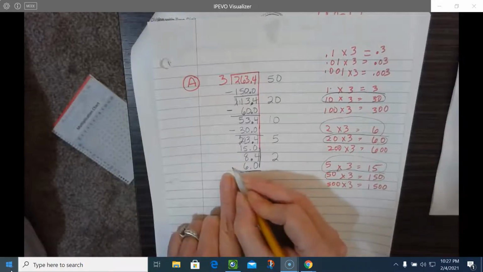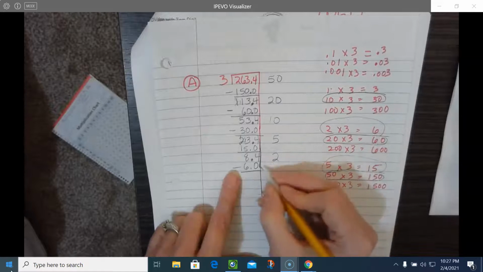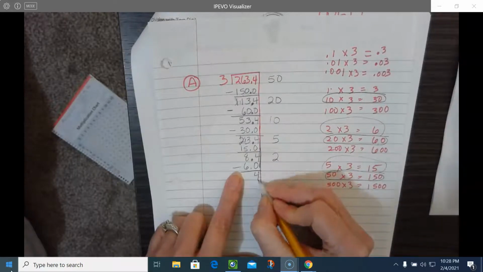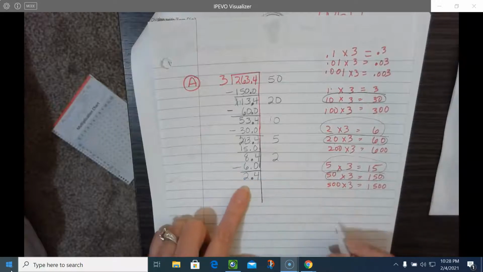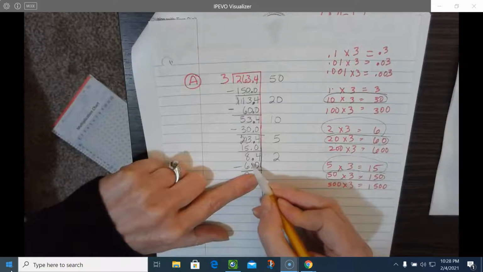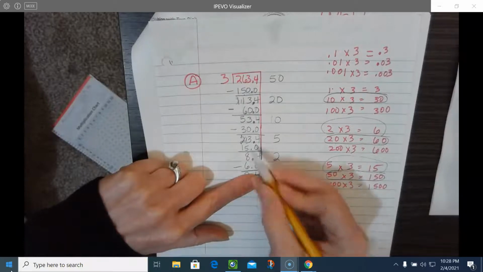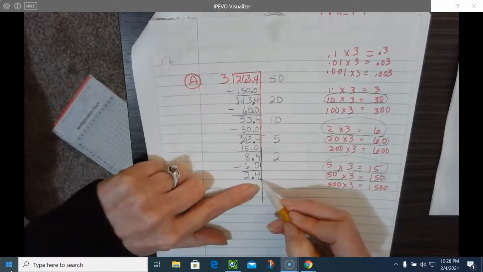6.0 comes out here. This is a long one. And then I need to subtract. I have a 4, and then 8 take away 6 is 2, and then I bring my decimal down. Now, up until this point, I had 8 and 4/10, which is greater than 3. Now I get down to this 2 and 4/10.